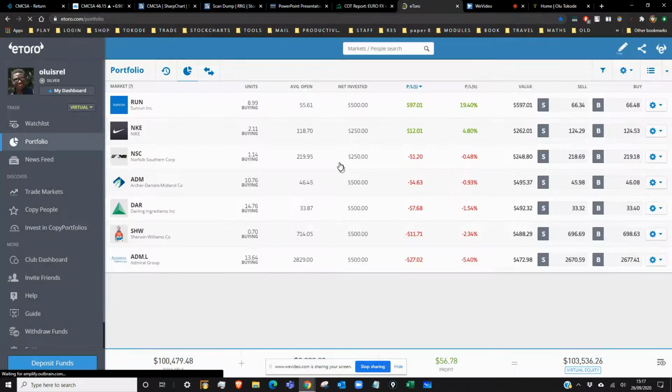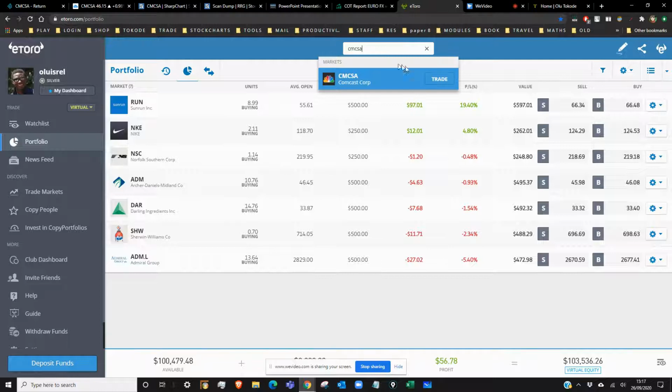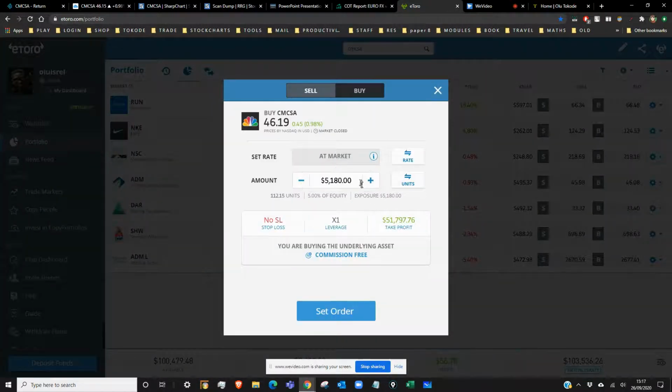So Comcast makes it into my stock pick for this week. This is my virtual portfolio, fake money. And the virtual portfolio is not doing as well as I wanted, but it's not doing too bad. Admiral Group has not done very well. It's down 5%. All the others, they're not doing poorly, they're just not doing well. Sunrun is doing fantastic. It's up 19% since I picked it. So I'm going to add CMCSA this week. $500.